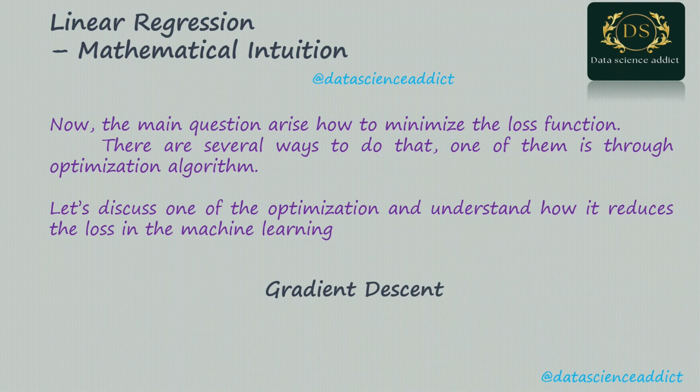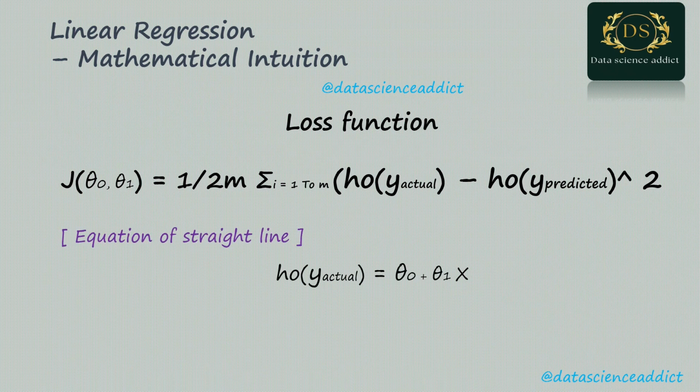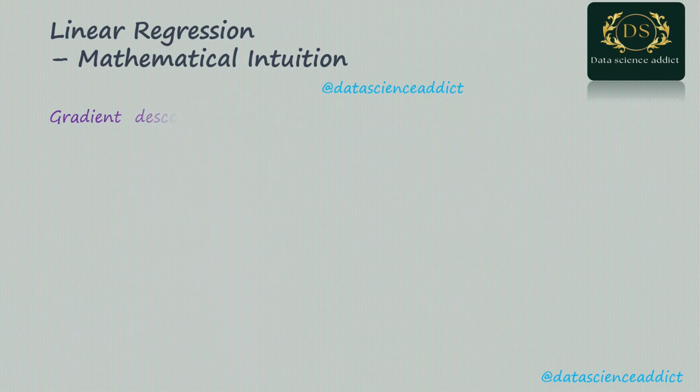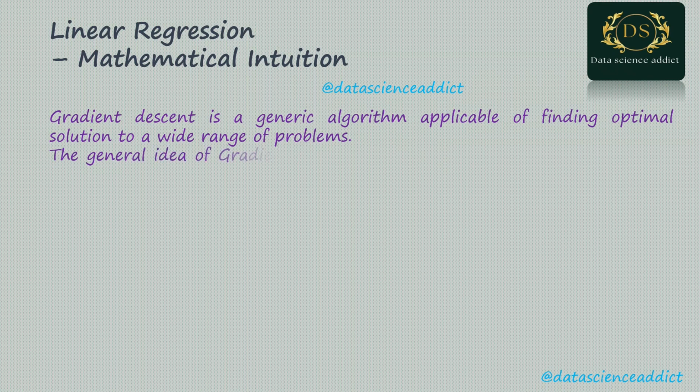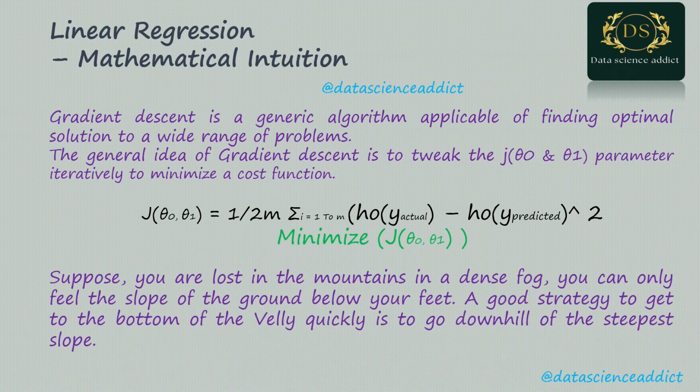Now theta naught and theta 1 are the coefficient values. Here you can see the squared loss function. As we are aware, the equation of linear regression is y = mx + c. We can change the theta naught and theta 1 values and create the best fit line. Gradient descent is a generic algorithm applicable to find the optimal solution to a wide range of problems. The general idea of gradient descent is to tweak the parameters theta naught and theta 1 to minimize the cost function J. Now suppose you are lost in the mountains in a dense fog. You can only feel the slope of the ground below your feet.